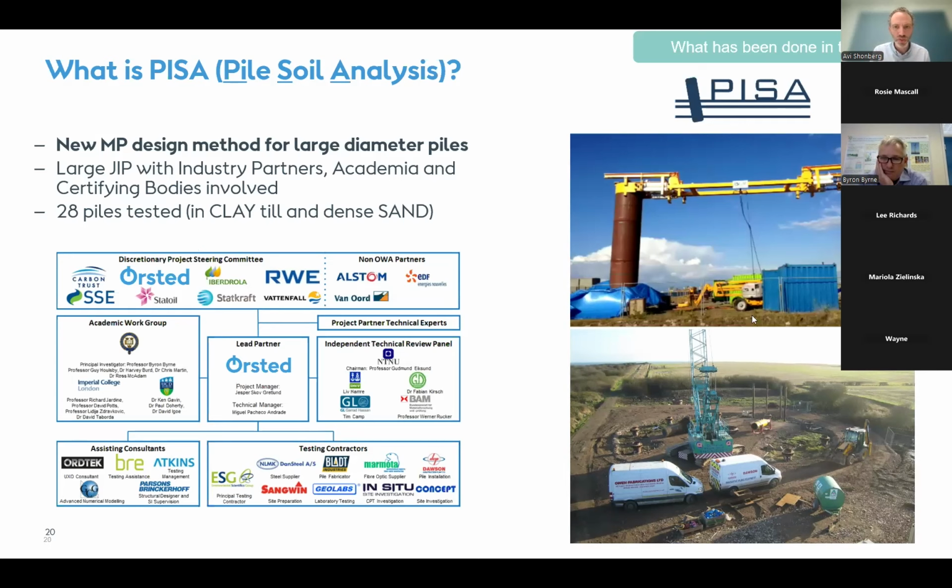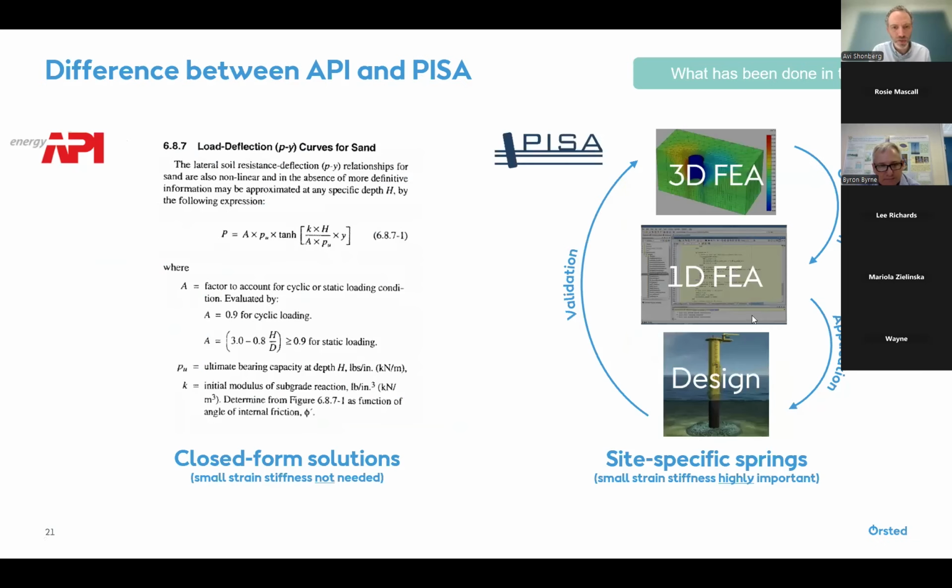So the PICASO project, which you can see here, with many partners, consultants, industry, developers, and also a great partnership with academia, went to explore the fundamentals of how these monopiles respond to a monotonic load, just so we could understand the basics. And the result of that was moving from some formulas you can see on the left to a process, which you can see on the right, which included the most modern 3D FEA that we have available to us today.